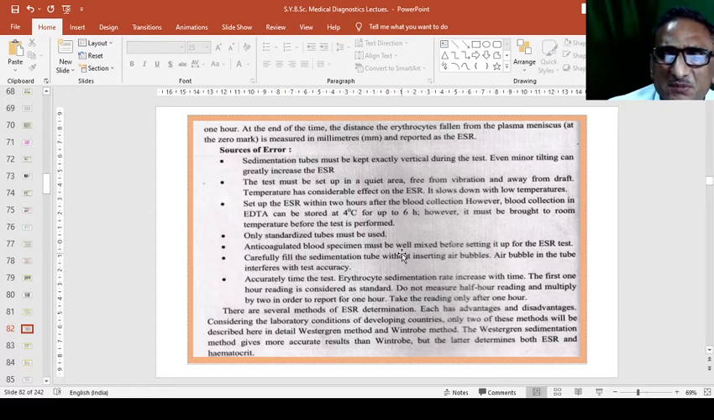The anticoagulated blood specimen must be well mixed before setting it up for the ESR test. Carefully fill the sedimentation tube without inserting air bubbles and accurately set the time so that you can get a clear ESR determination. Otherwise, it will give different results, and it may lead to an incorrect diagnosis.